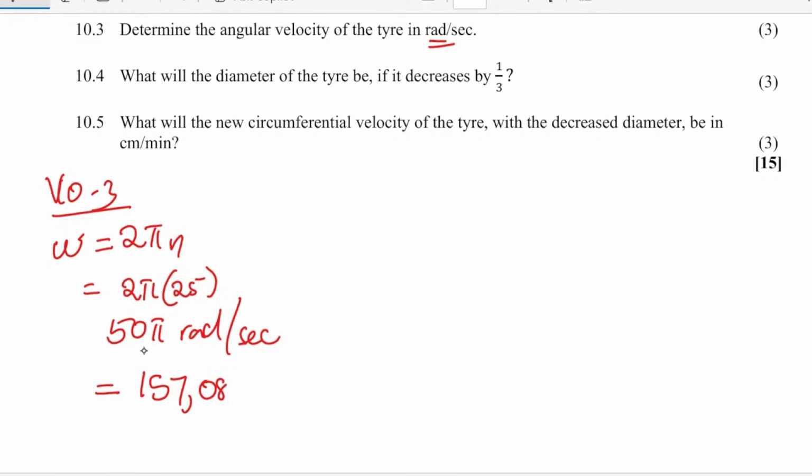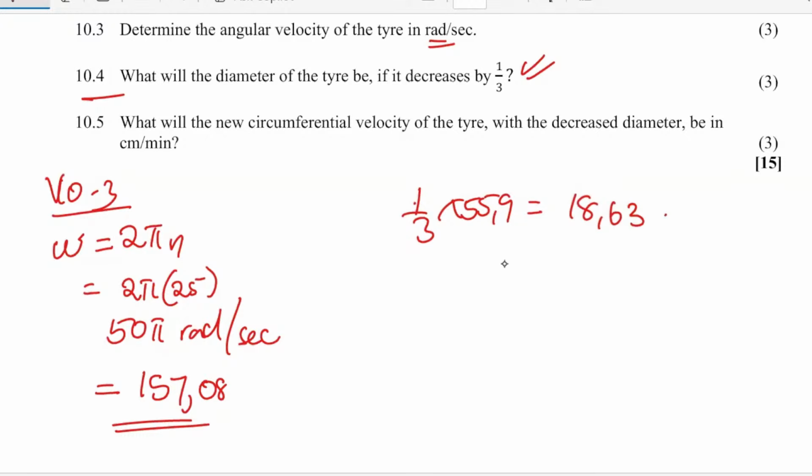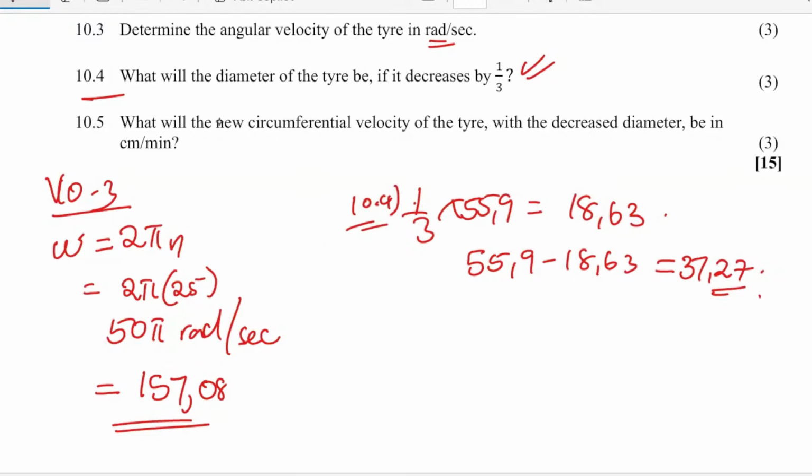Okay, that's if we eliminate the pi and stuff. So that is what we are getting. And then 10.4, what will be the diameter of the tire if it decreased by 1/3? So if I get 1/3 of 55.9, I'm ending up with 18.63. Then I need to subtract 18.63. This gives me a 37.27. This is 10.4. And then 10.5.